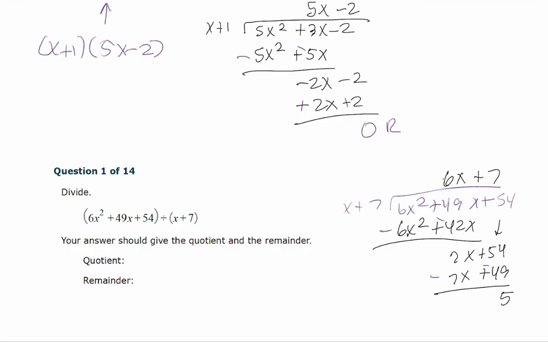So it says to give the quotient and the remainder. The quotient is going to be 6x plus 7. The remainder is 5. If you have no remainder, put 0 there.